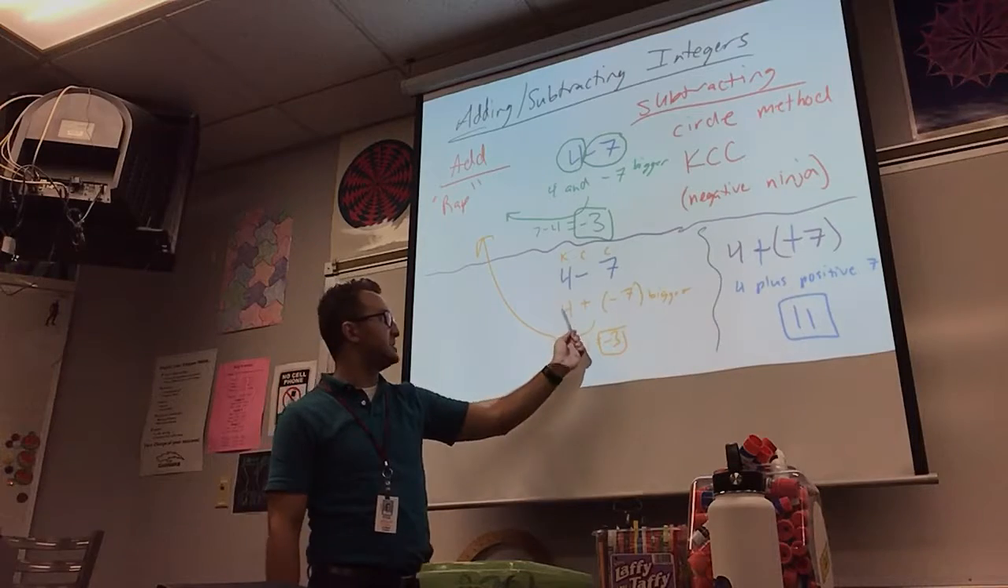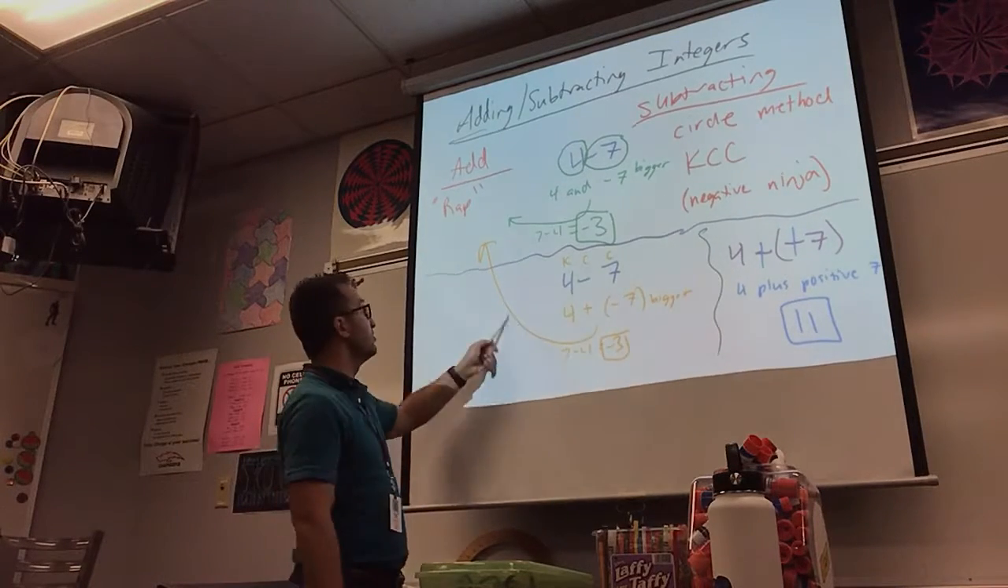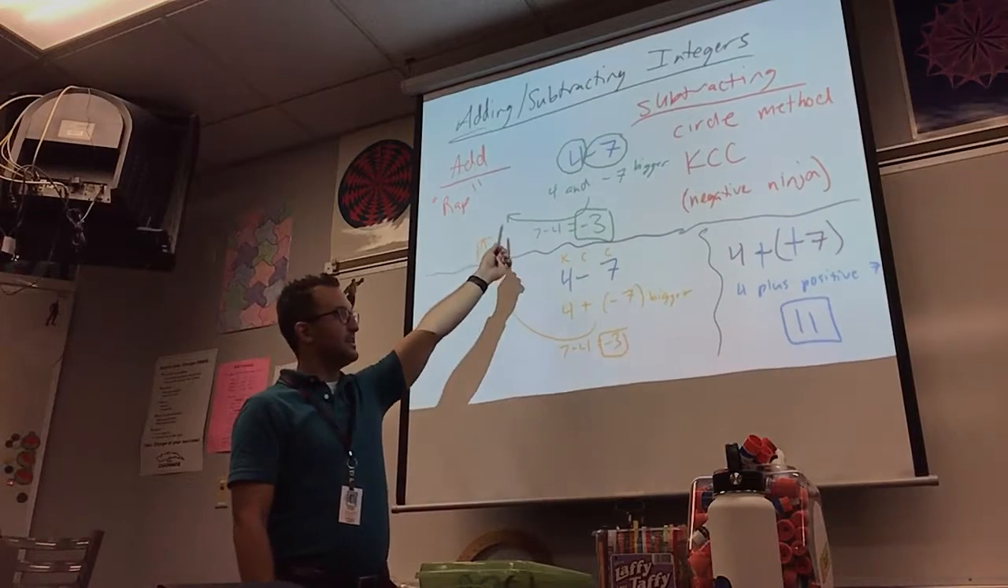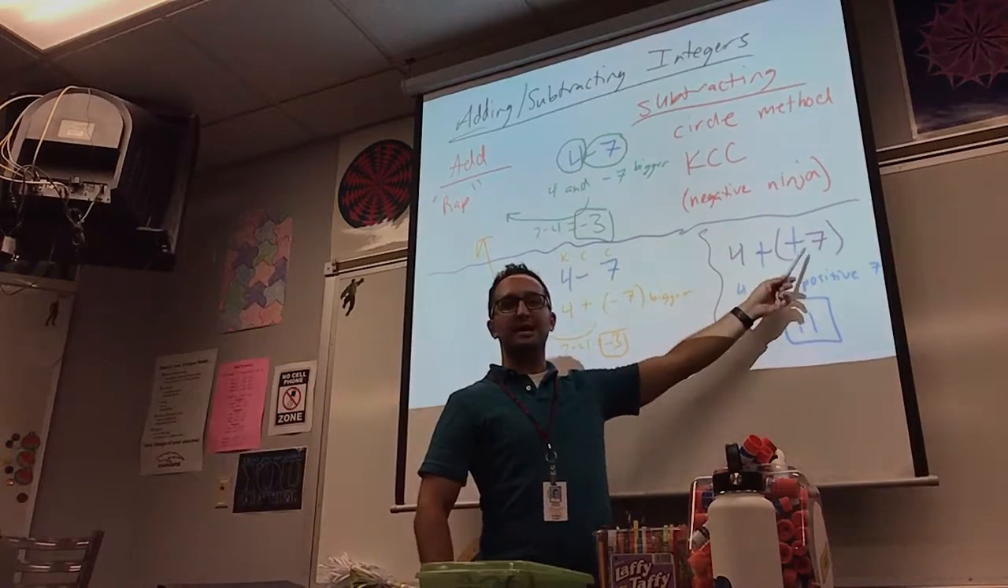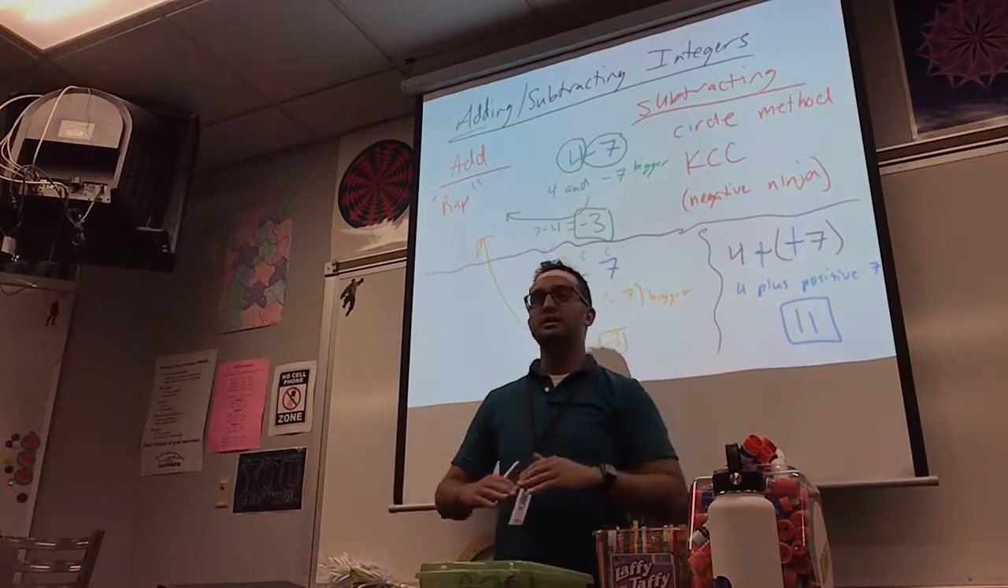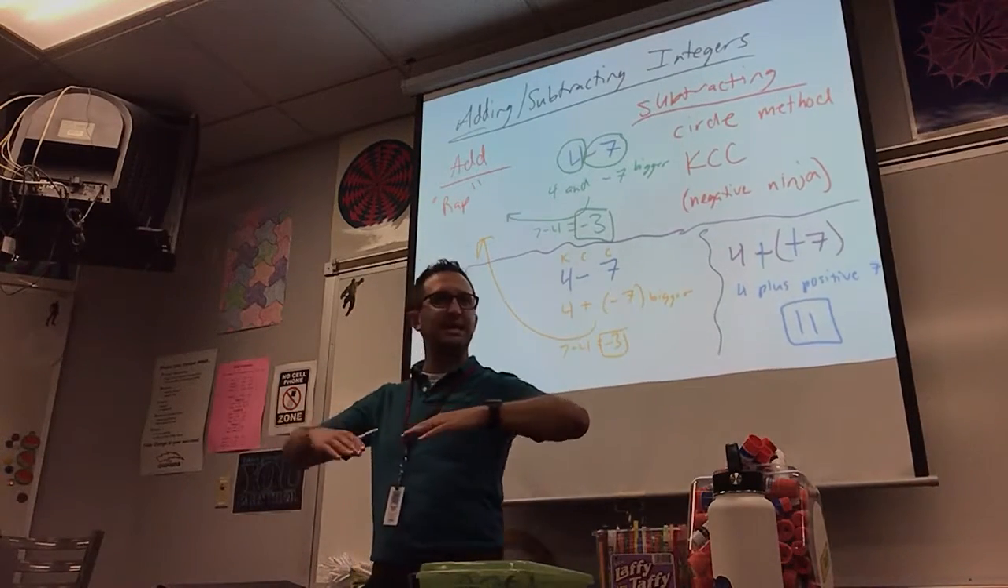And then, once you've changed it to an addition problem, then we do the wrap. Not KFC, KCC. We do the wrap. Negative ninja shows up when there's two negatives next to each other. He's like, no, no, no, no. Two negatives? That's too many negatives.